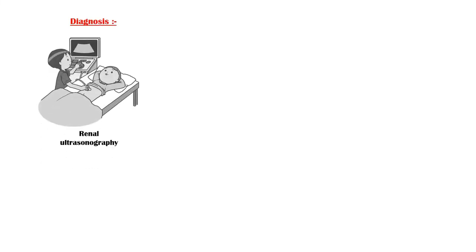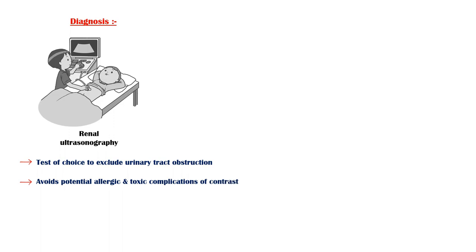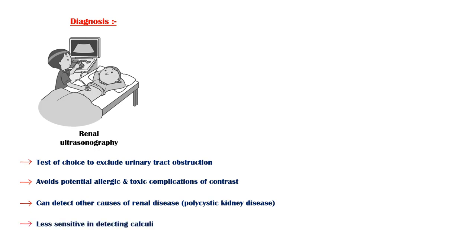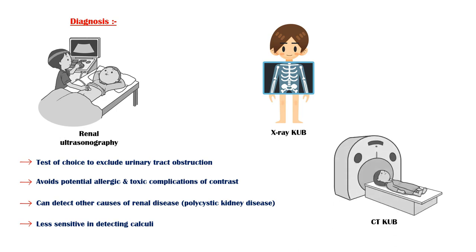As far as the diagnosis is concerned, renal ultrasonography is the test of choice to exclude urinary tract obstructions. It is cheaper, widely available, and avoids potential allergic and toxic complications of contrast used in other imaging modalities. In addition, it can detect other causes of renal disease such as polycystic kidney disease. However, ultrasound is less sensitive in detecting renal calculi. It is operator dependent. So, in suspected cases of calculi, an X-ray KUB or a CT KUB is indicated.